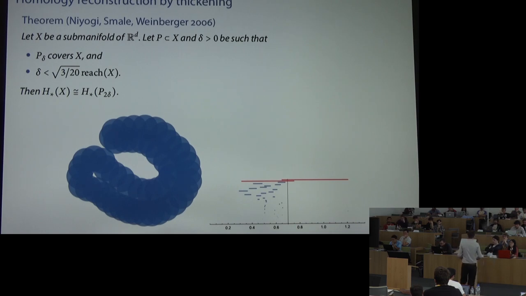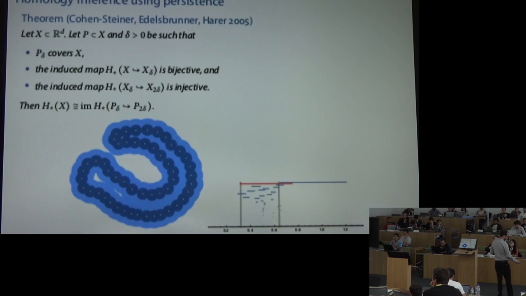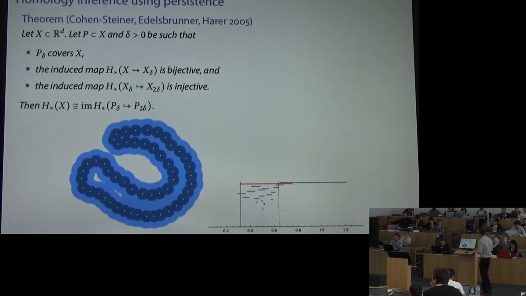But this is supposed to illustrate that the sample has enough information to recover the homology of the curve. We just need to look at not only one scale at a time, we have to look at how the scales connect. We have to look at persistent homology. And now there's another theorem.